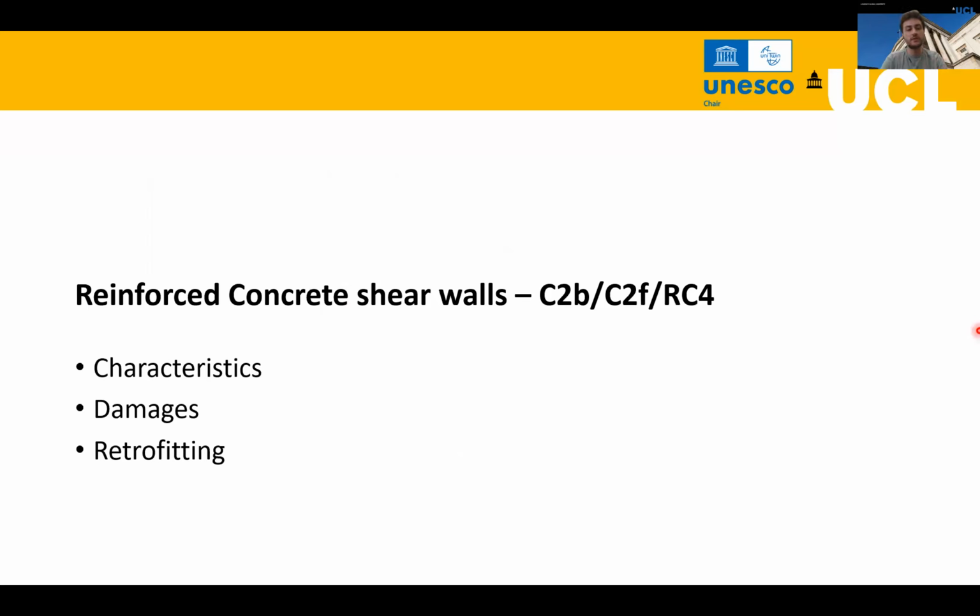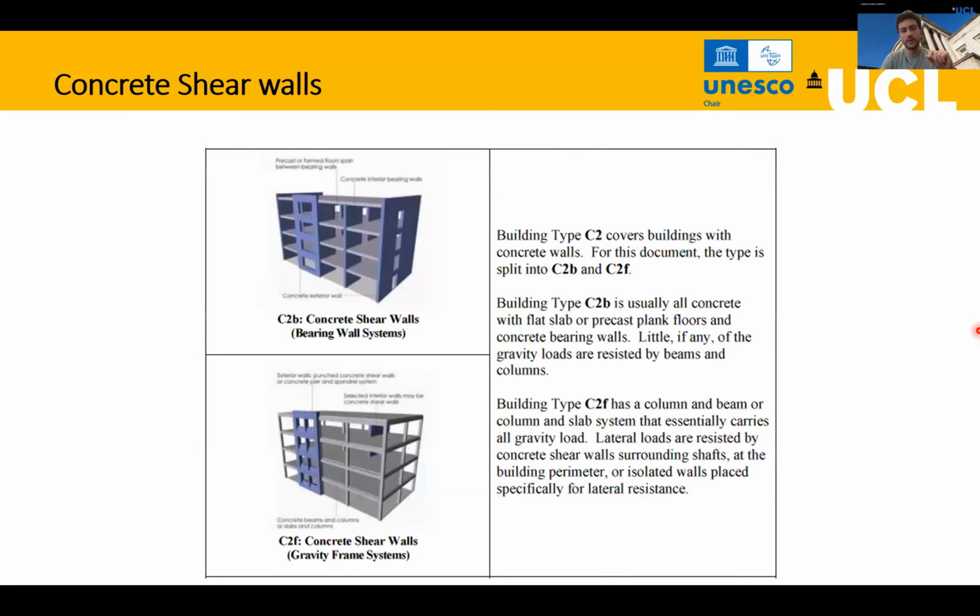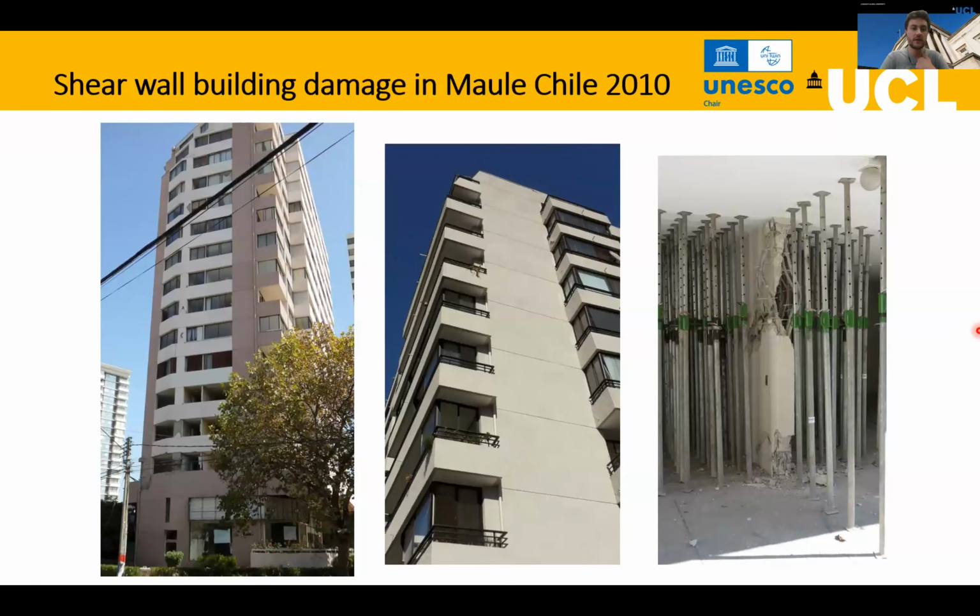Finally, in the last part of this presentation, there are the shear walls. They are called in the FEMA 647 C2B or C2F, while in the glossy approach, they are called RC4. As you may remember from the previous session, these are elements or buildings with vertical elements as shear walls that can or cannot have vertical forces, but all the lateral stiffness will be sustained by this element. So these are used a lot in high-rise buildings.